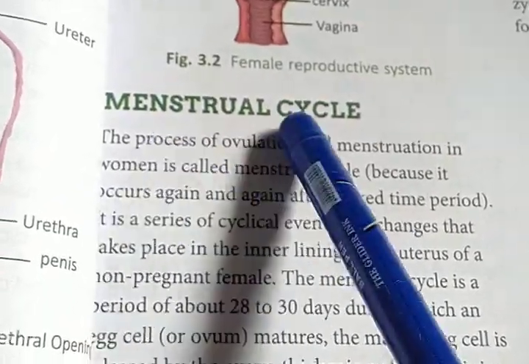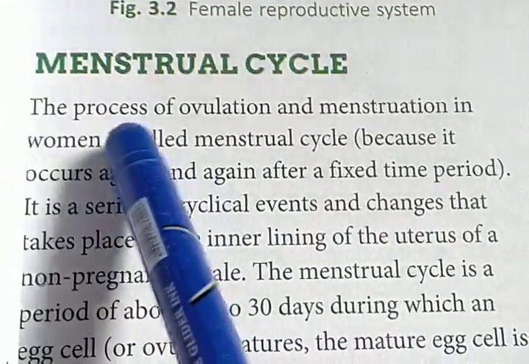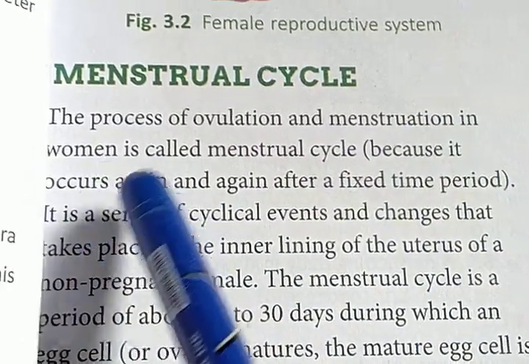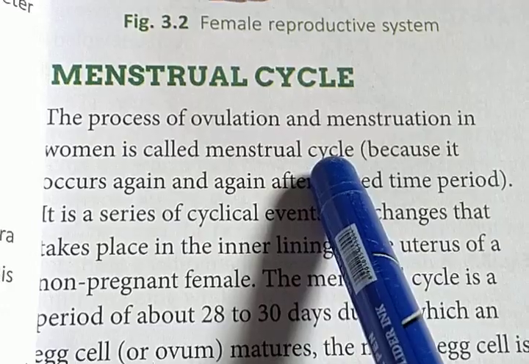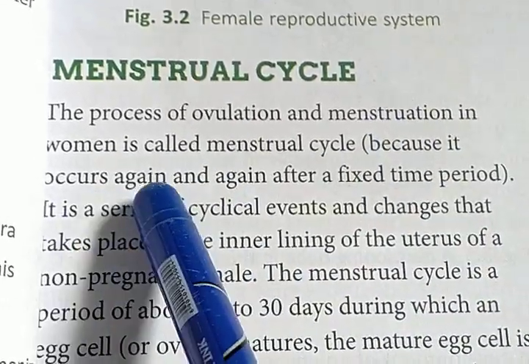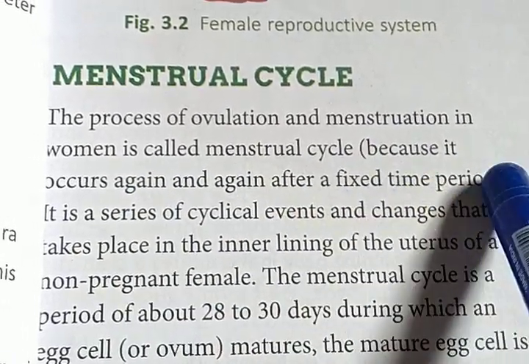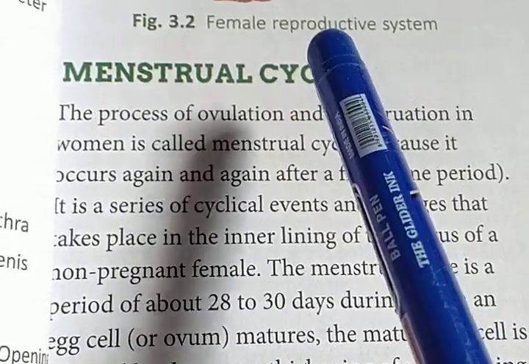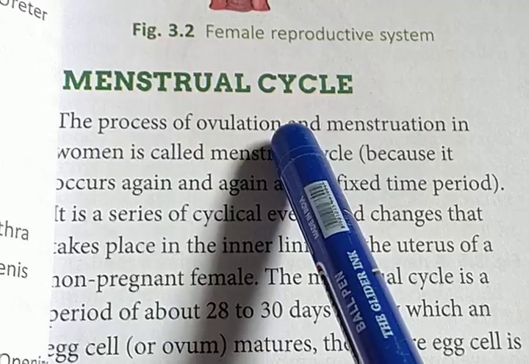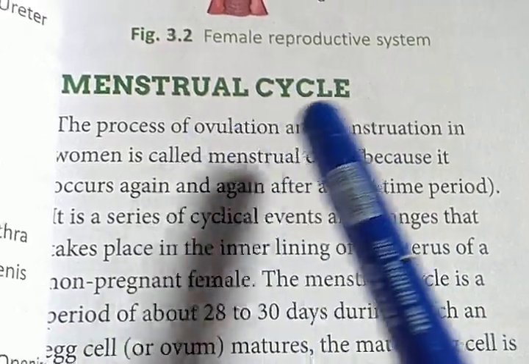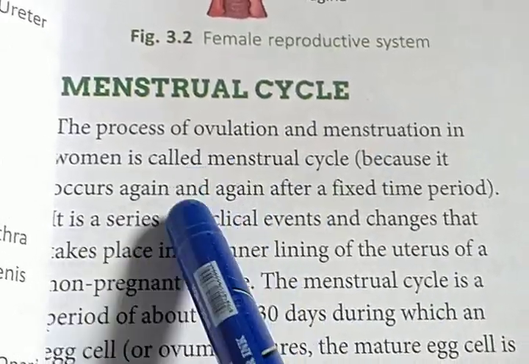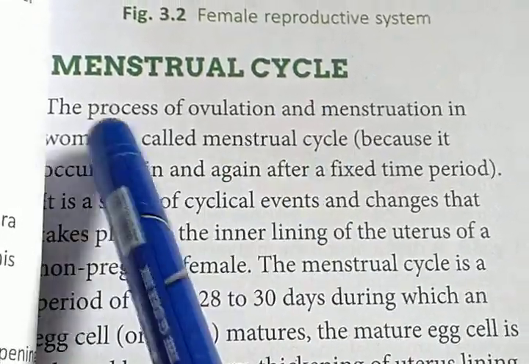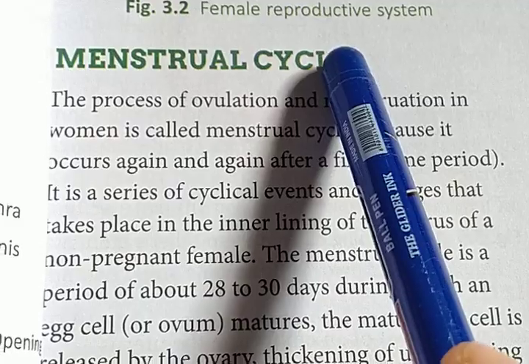Next, the menstrual cycle. The process of ovulation and menstruation in women is called the menstrual cycle because it occurs again and again after a fixed time period. So, why is it called the menstrual cycle? Because ovulation and menstruation, these two phenomena, occur after a regular interval in the female body. That's why it is known as the menstrual cycle.